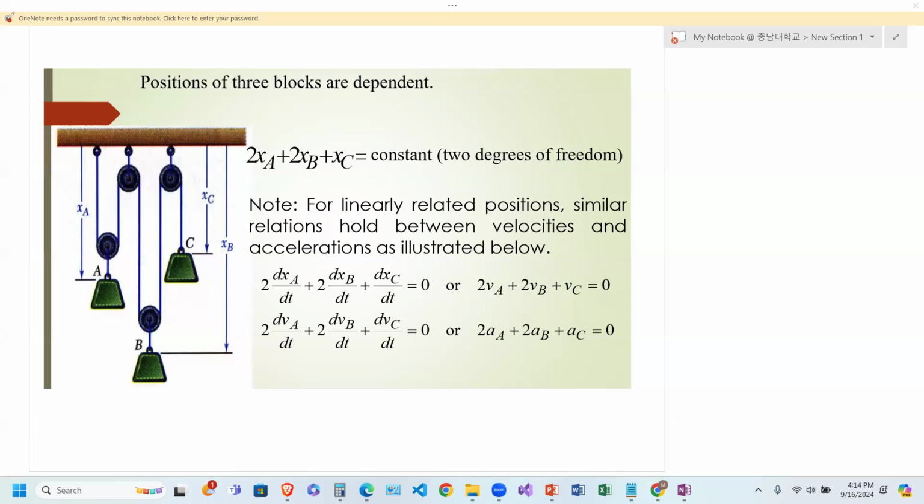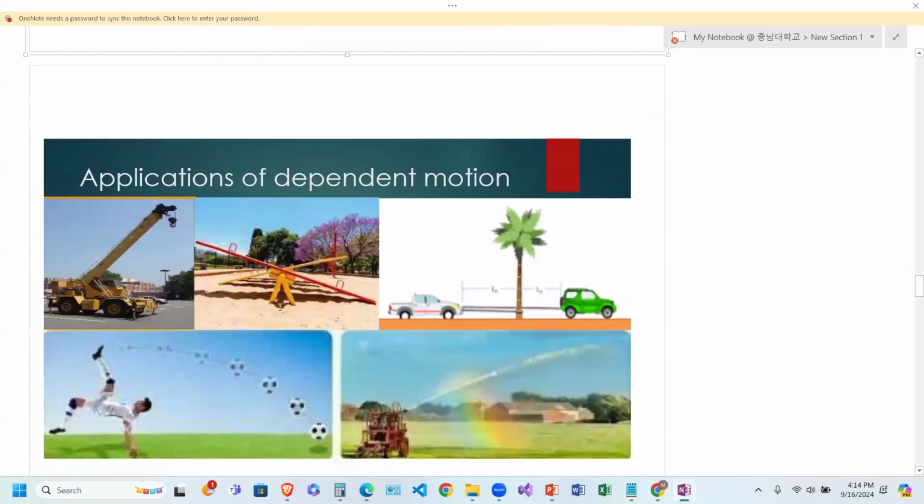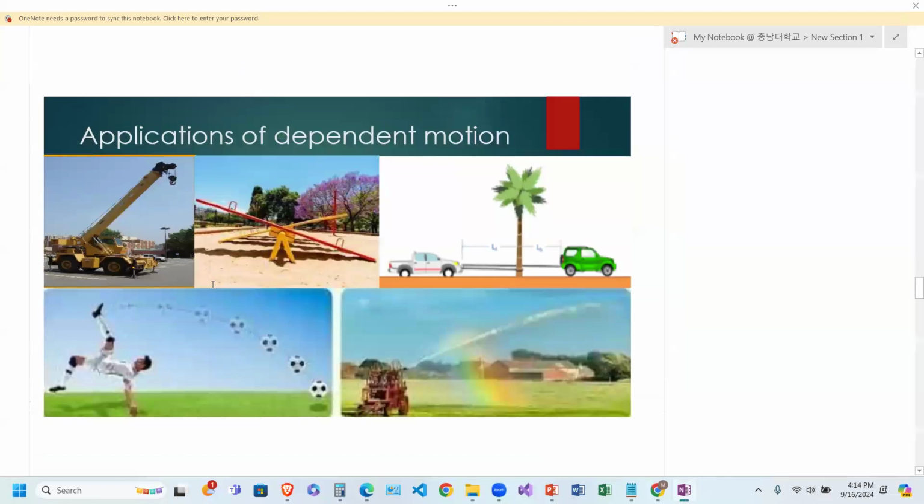Right. Okay, let's continue. Where do we apply such dependent motion? Realize that we can apply such things in this. You can see that even when you're kicking a ball, it depends on the motion of the leg and so on. Among other things are here. So you can see these are some of the applications of dependent motion.